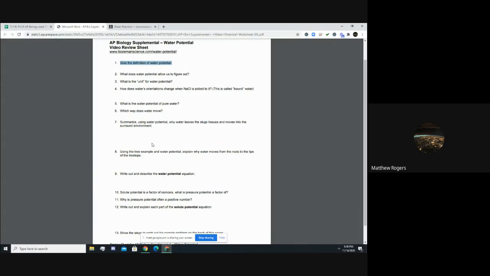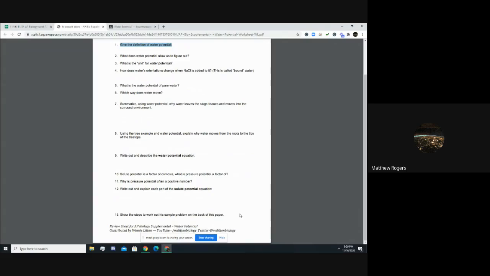Now, in some of these problems, you'll hear something about the container is left open. And what that's referring to is the pressure is zero. There's no pressure on the actual water.